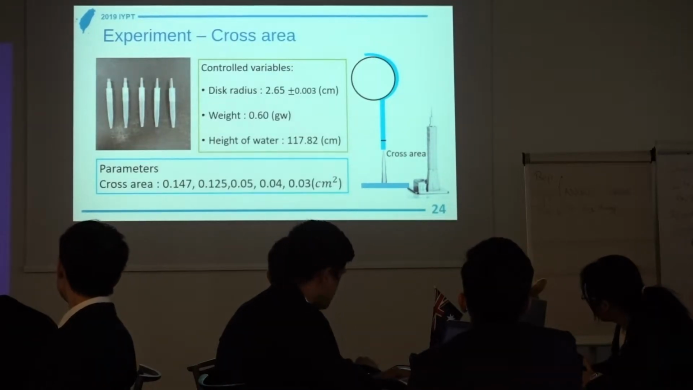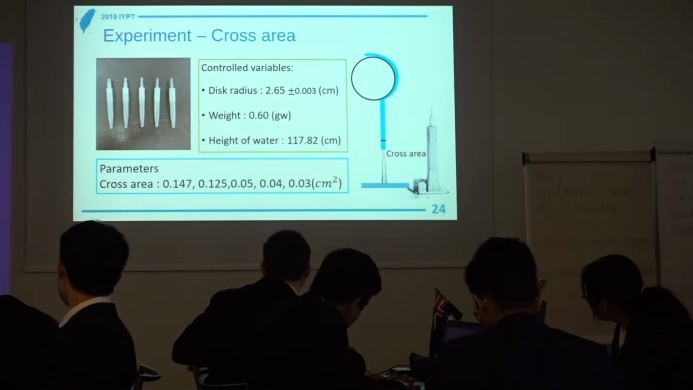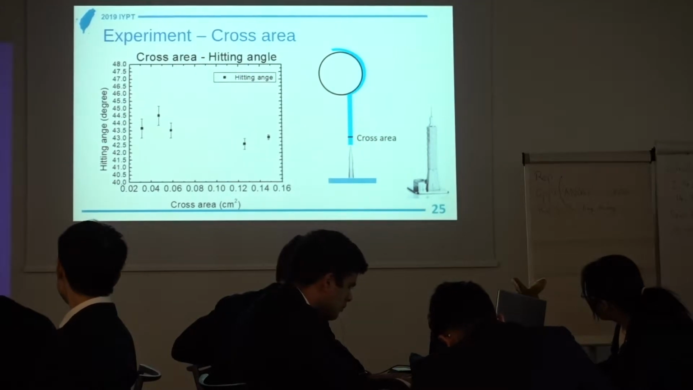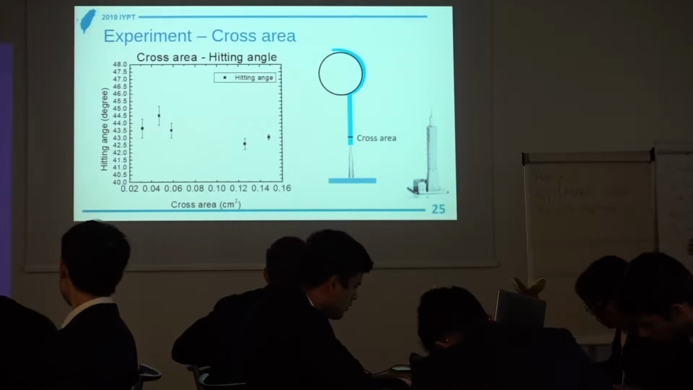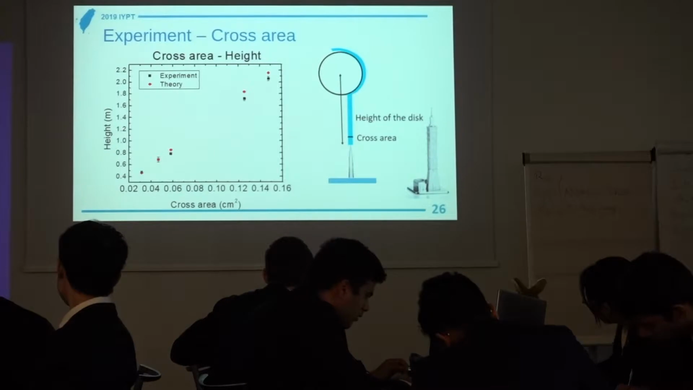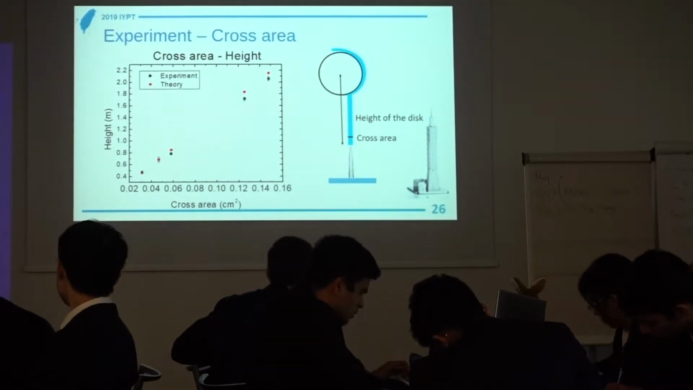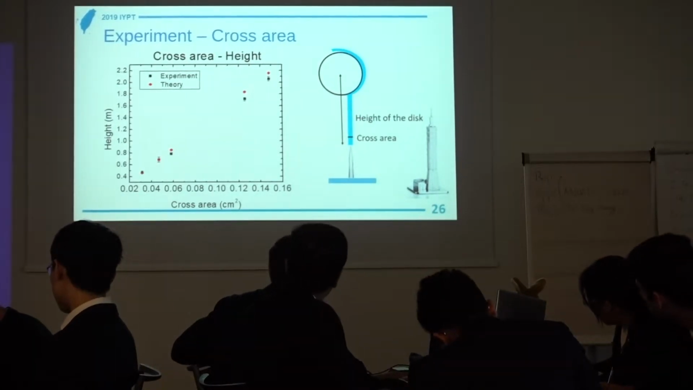And here is an experiment about changing the cross area. We control the weight, and we control the height of the water by controlling the flow velocity. We only change the cross area. Here you can see that when we are lifting the same disk, the heating angle won't be affected by the cross area, but the position will be affected by the cross-section area. When the cross area becomes bigger, the stopping position becomes bigger.